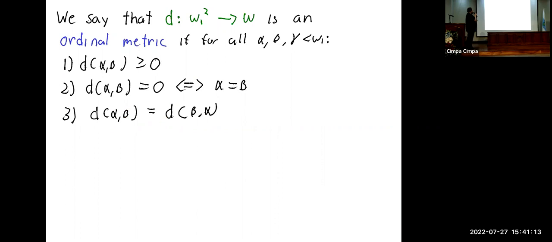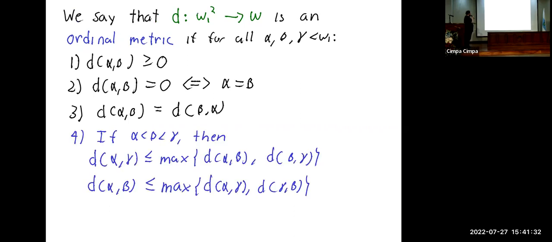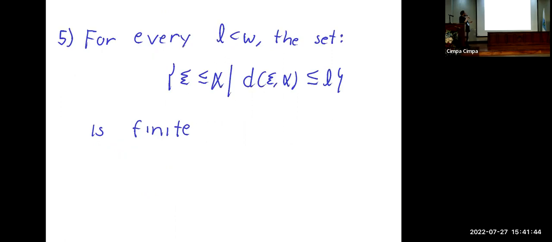An ordinal metric is a function from omega 1 to omega, and this is always in omega, not the real numbers. So the first three properties of a metric, nothing special here. Only the two instances of the triangle inequality we mentioned before. And I want that for every L in omega and for every alpha in omega 1, you look at the pole of center alpha with radius L, but just at the ones that are below alpha. So here we are only interested in the poles of everything below. We want this to be finite.